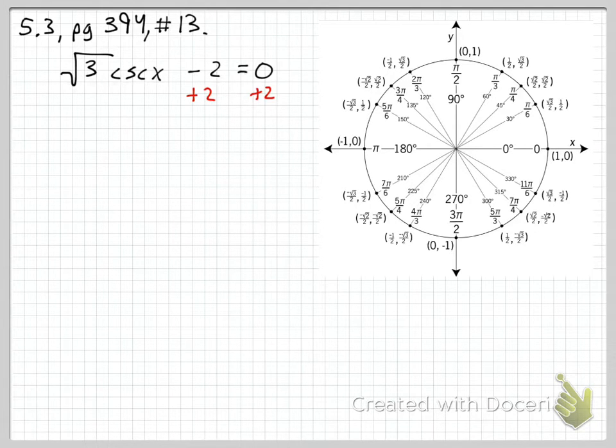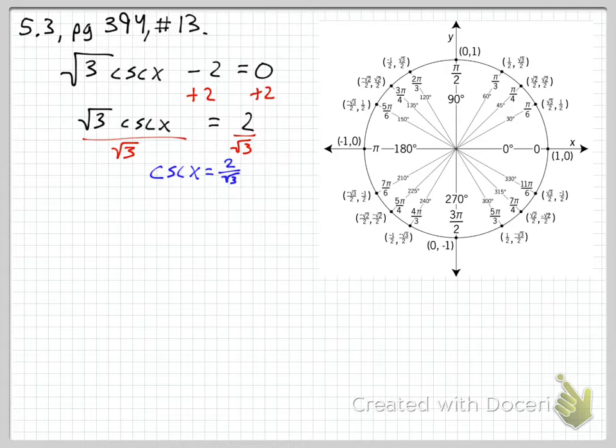Let's solve. So first I'm going to add 2 to both sides. If this is tripping you up on what to do first, just think of this right here as x. So I'm trying to get that whole thing by itself first. So if I'm going to get that by itself, I'm going to add 2. Then I'm going to divide by root 3. Now I could rationalize the denominator here, but I don't need to. I need to do that at the very end.